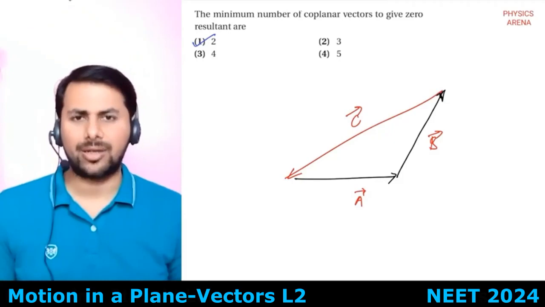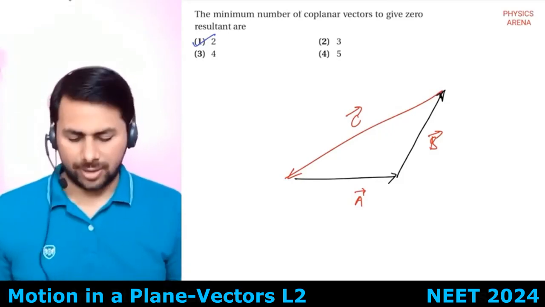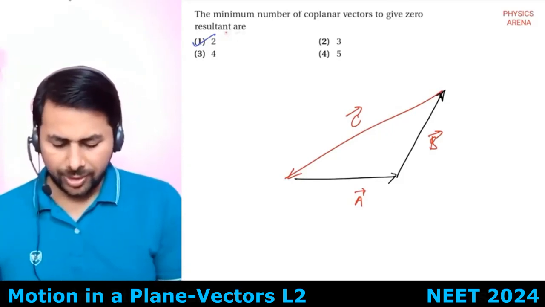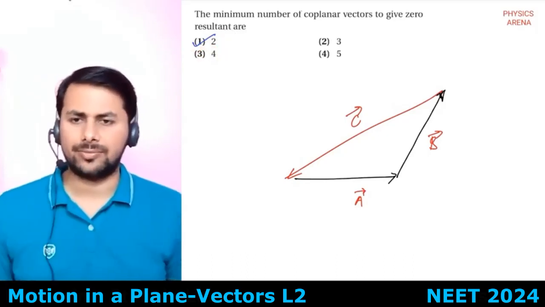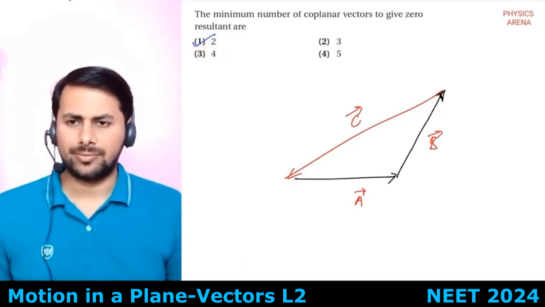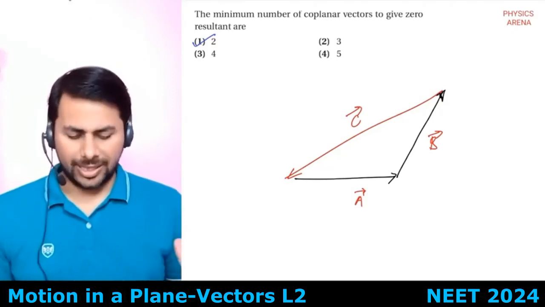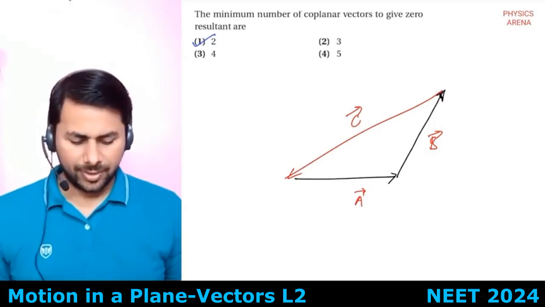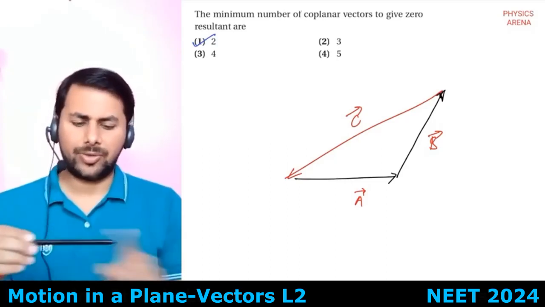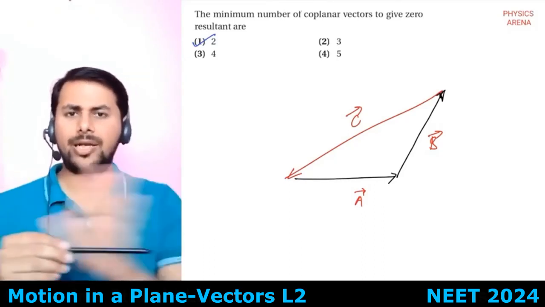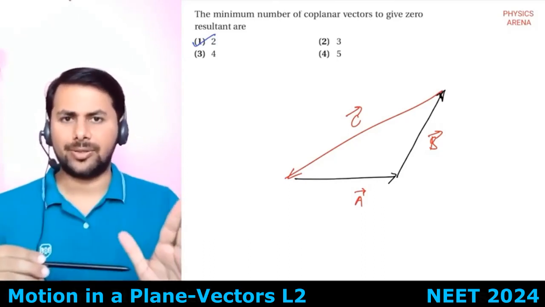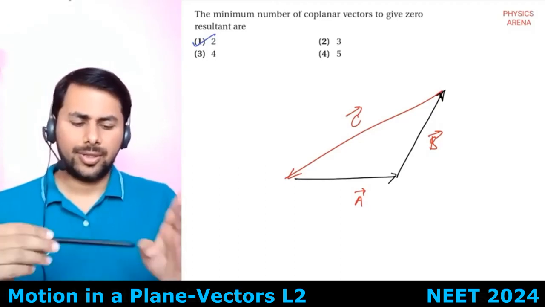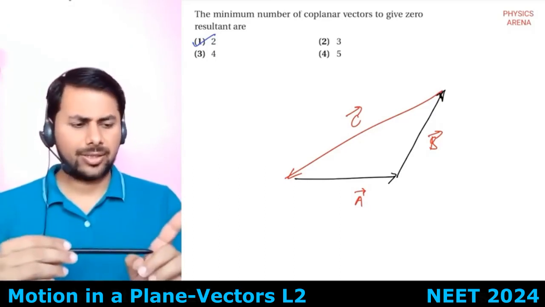If you have non-coplanar vectors, then how many vectors will you need to give 0 resultant? You will need 4 vectors. Okay, sir, you are correct, Raghu. So can you imagine this? This will need some imagination. You can think like this. This is your first vector, second vector is like this. Can you draw a plane containing first and second one? You can draw.